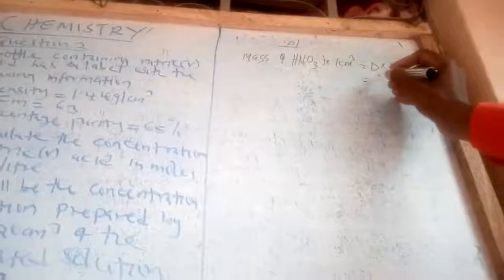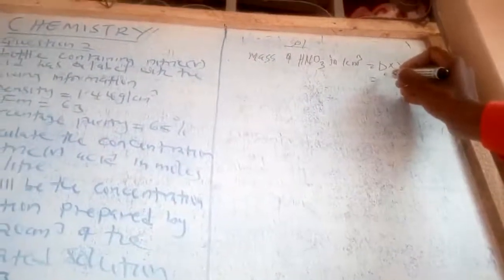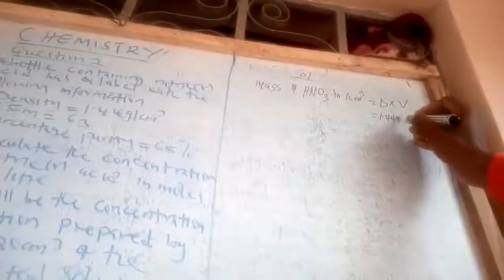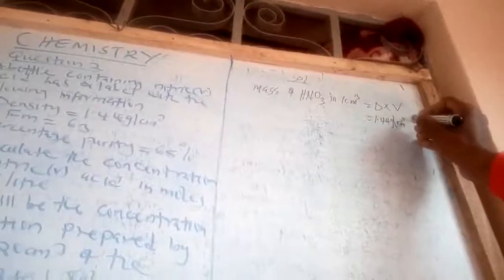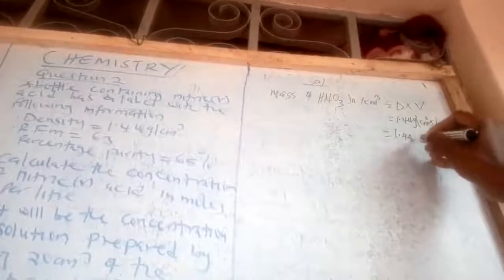And after writing that, you are supposed to indicate that density is given as 1.44 grams per cubic centimeter. Then you multiply by the volume, 1 cubic centimeter, and therefore the answer becomes 1.44 grams. So you can see it is well illustrated there.